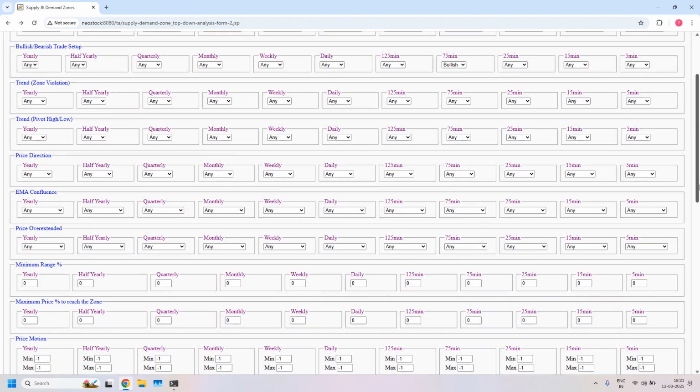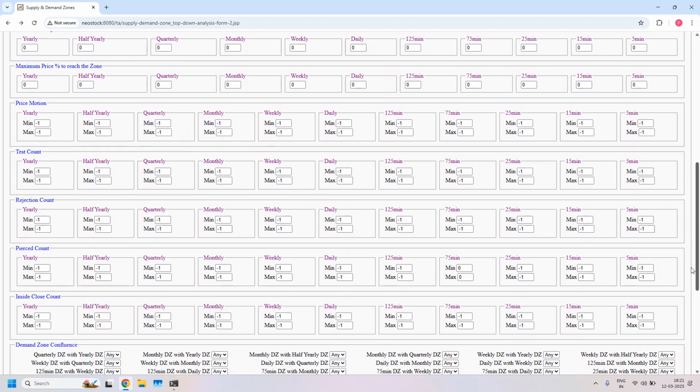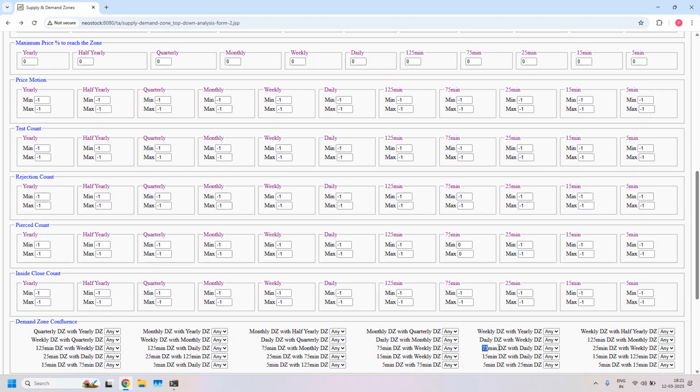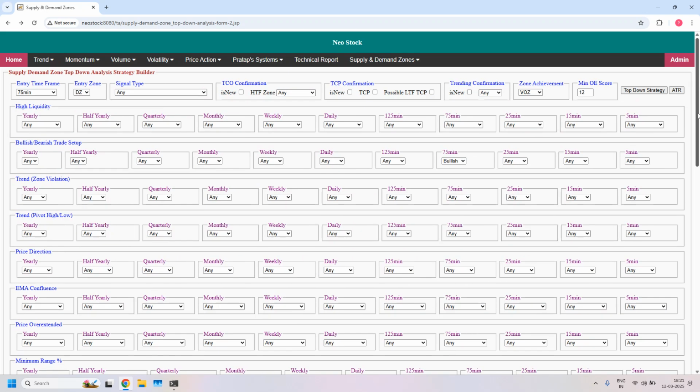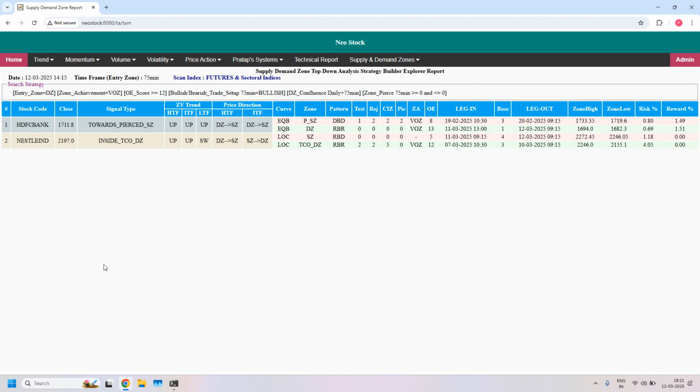So in the demand zone confluence, I should set the filter: 75 minutes demand zone is having daily demand zone confluence or not. So with this filter, we got both the stocks. That means in both these stocks, these 75 minutes demand zones are overlapped with daily demand zone. And trend is up in both the stocks, ITF trend, that is daily trend. So if daily demand zone having daily EMA confluence, then those stocks are having more high probability to get success.